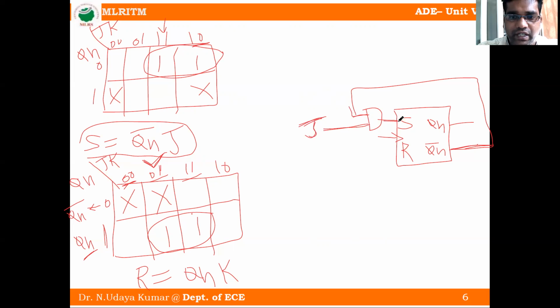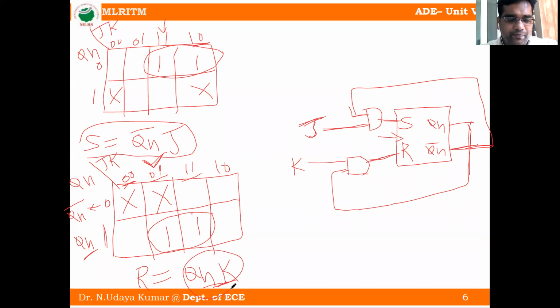Similarly, R means this is Qn into K. We are using an AND gate. R is connected to the AND gate, one input is K, and Qn is connected to the other input. So what is the output here? K Qn is equal to R. This is the implementation.